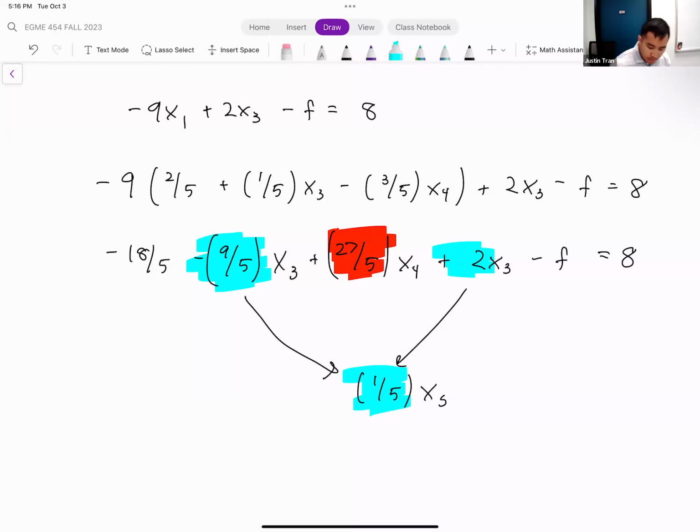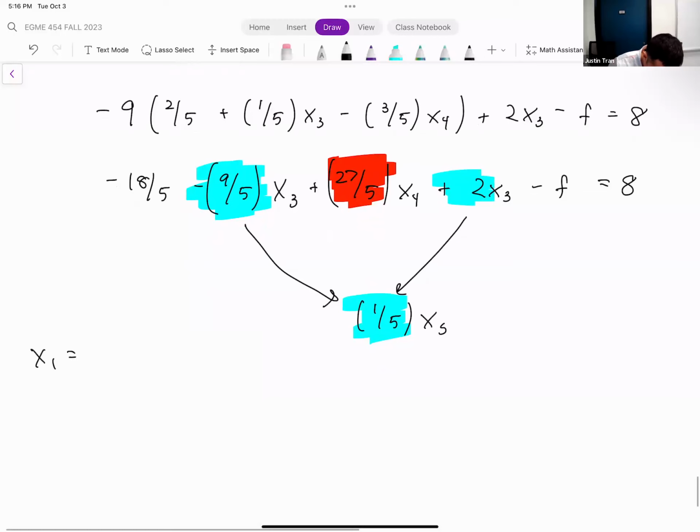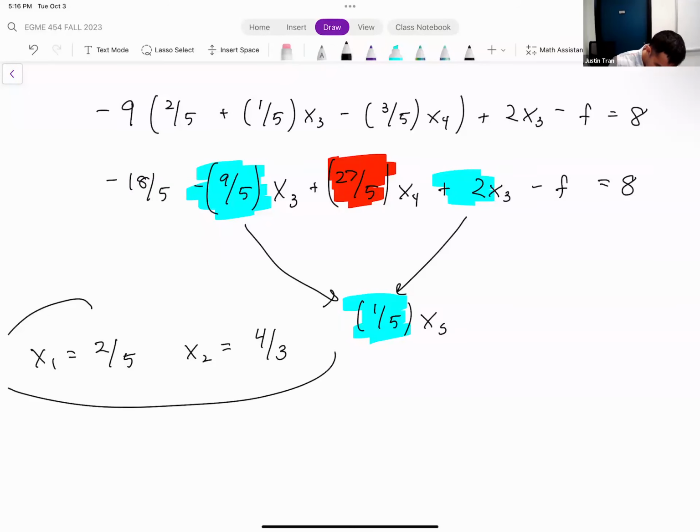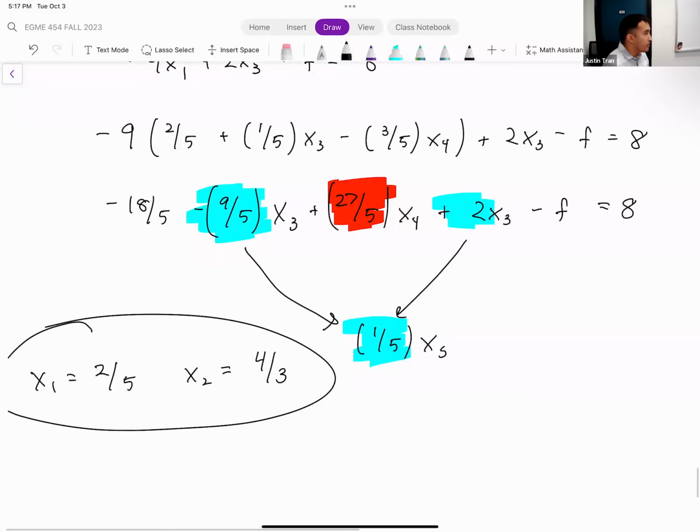And so our final solution to this problem is x1 is equal to 2 over 5. Which I think is a solution I had on the homework. Oh, there's a typo on x2, but x2 should be 4 over 3. I'll go ahead and correct that on the homework.